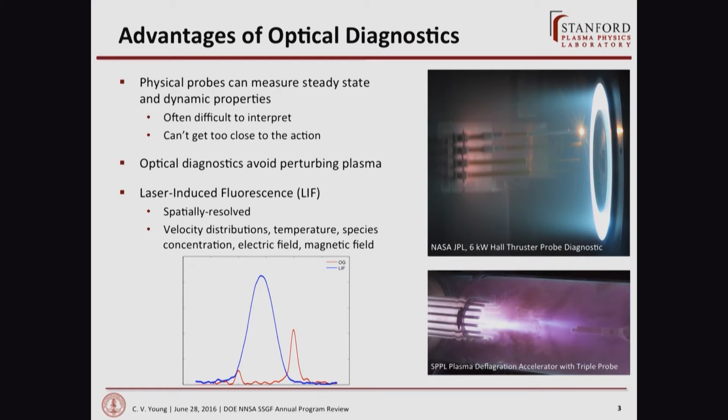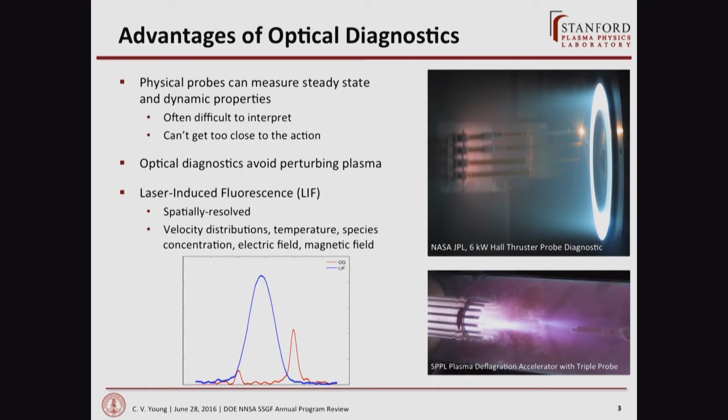So like this photo up here of a NASA Hall thruster, which is a space propulsion device used to move your satellite around once it's already in space. You can see this probe up here is about ready to burn out. And so with these physical probes, you can only get so close before you start perturbing the physics that you're trying to measure. So instead, we can use optical diagnostics where you're just using light interacting with the plasma to measure what you're interested in.